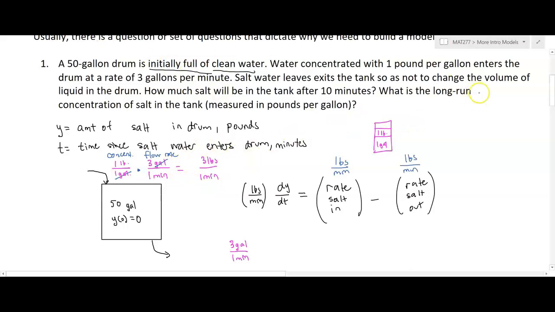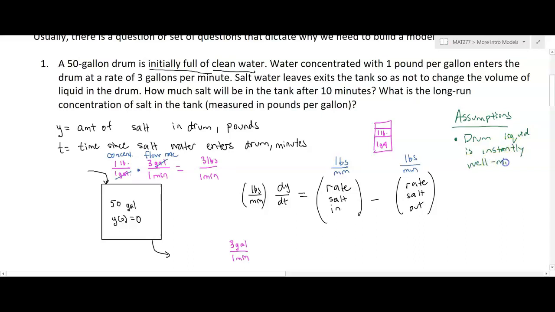And that key assumption, and I'm going to put this off to the side, is first of all that the water is always well mixed. So the tank, the drum water, or drum liquid, is always, or instantly well mixed. We'll use that word.